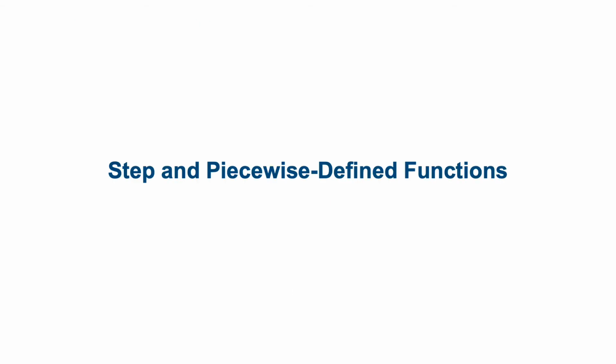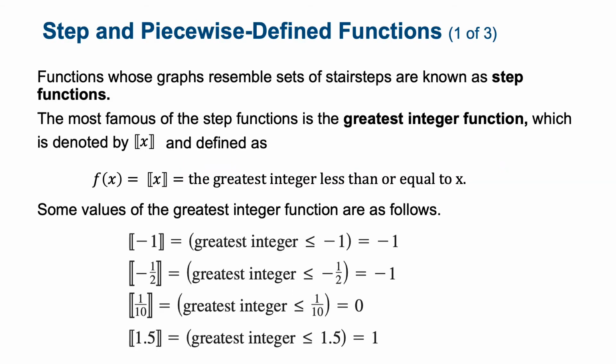Okay, step and piecewise defined functions. Functions whose graphs resemble stair steps are also known as step functions. And the most famous of the step functions is the greatest integer function, which is denoted by these weird double bracket things here, and it's defined as f of x is equal to the greatest integer of x, where it's the greatest integer less than or equal to x.